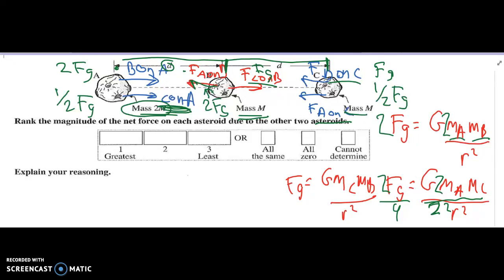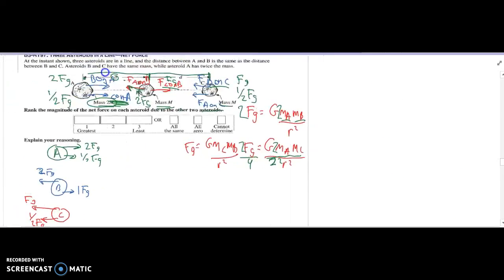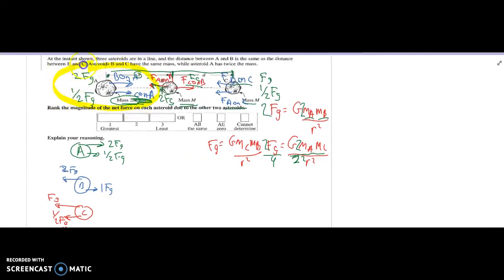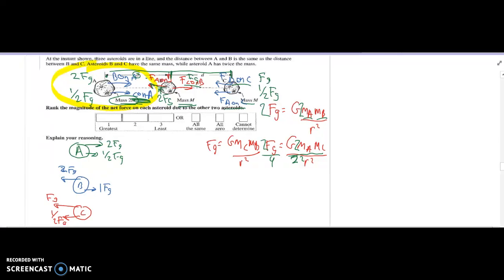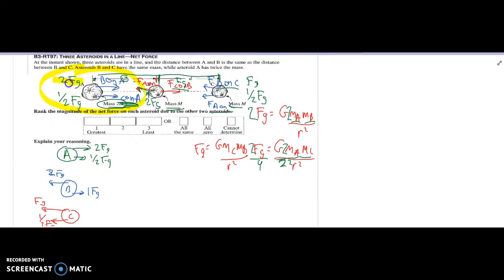Now, let's redraw that real fast. So if I looked back just to this one, right? Object A, I can see object A has 2 times Fg to the right. That is B on A. And then the other one that I have is 1/2, and that is C on A. So those are the two forces acting on A. How would I add those vectors? Well, I have 2Fg plus 1/2 Fg, so this becomes 2.5 Fg.